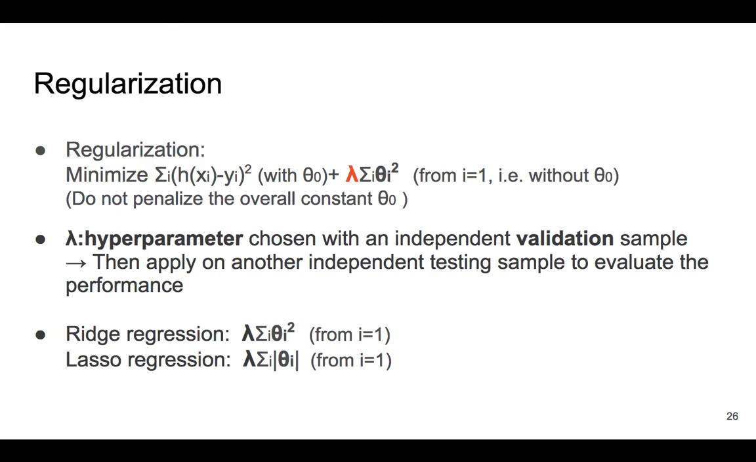And how do we determine the value of the hyperparameter lambda? We can try different values of lambda on a validation sample, which is statistically independent from the training sample, and determine the best choice of lambda. Then apply the learned hypothesis on another independent testing sample to evaluate the performance. Just to mention that there are different ways to do regularization. Two common algorithms are the ridge regression, where the penalty term is the one we've shown on previous slides, and lasso regression, where the penalty term is lambda times the sum of the absolute values of all parameters starting from theta 1.